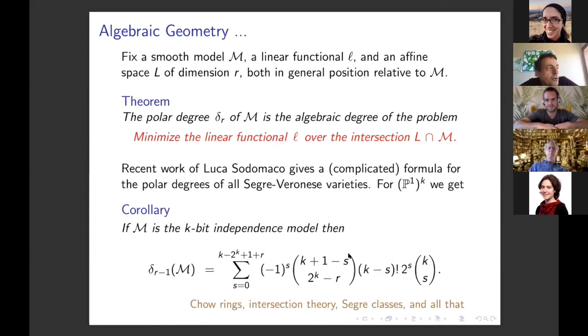So for a geometer, an independence model is called a Segre-Veronese variety. And for example, the k-cube, as a variety, is the k-fold product of the projective line, and you get this kind of formula. So the delta, the R minus first polar degrees, is this expression. So this is a function of k, s is the summation index. Now I should say there's a lot of combinatorics behind here. So in Brown, there's some keywords: Chow rings, Segre classes, and all that.